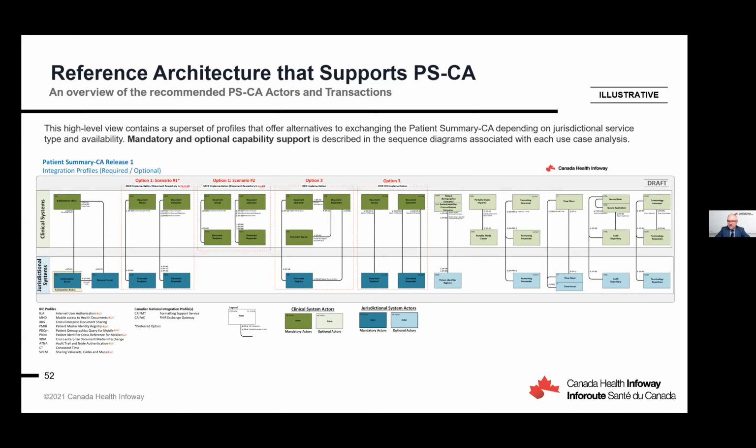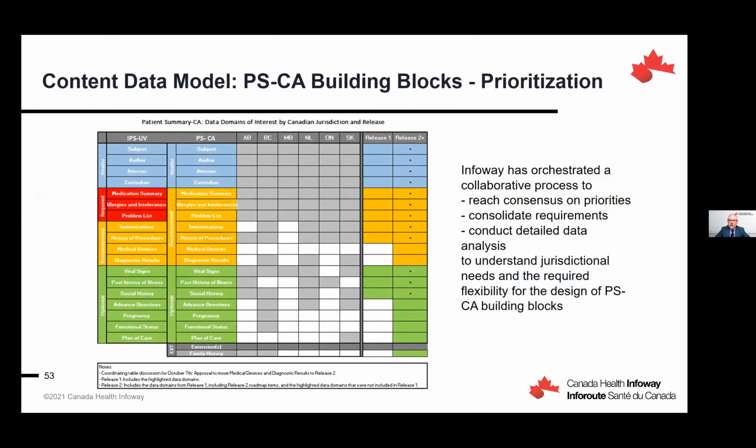So then going to the next slide, I also want to take a couple of minutes to talk about what we learned about the content data model. As you can see in this picture, we're trying to put together everything in one single slide, representing the IPS International on the left column. The Canadian PS-CA lines up with it nearly identically, with some notable exceptions. The red ones are gone, as you can see in the Pan-Canadian spec, and the reason for that is realities in clinical flow and medical practice.